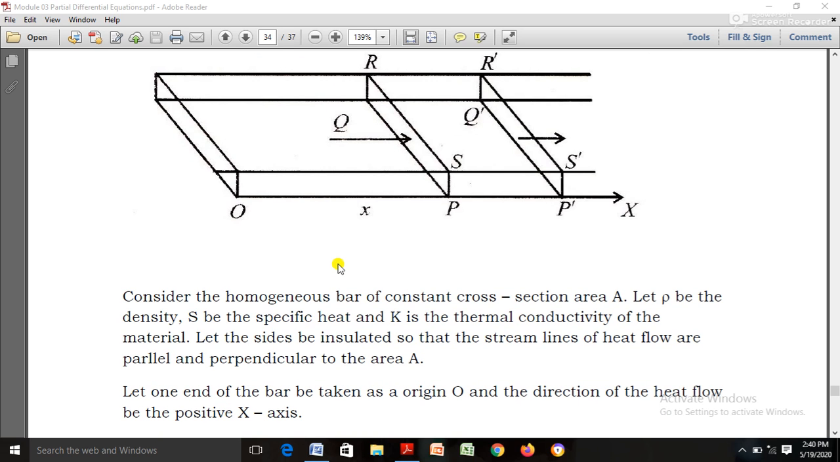So let us do the theorem. Consider a homogeneous bar of constant cross-section area A. Let rho be the density, S be the specific heat, and K be the thermal conductivity of the material. Let the sides be insulated so that the streamlines of heat flow are parallel and perpendicular to the area A.